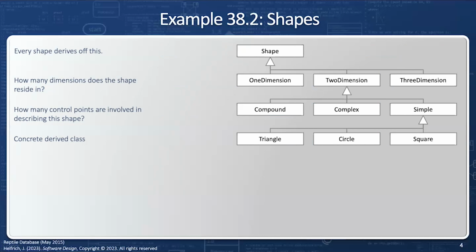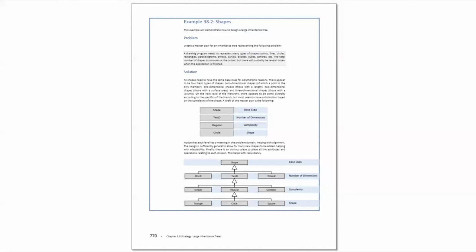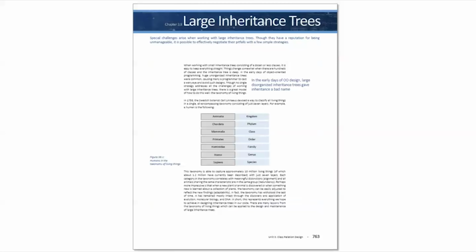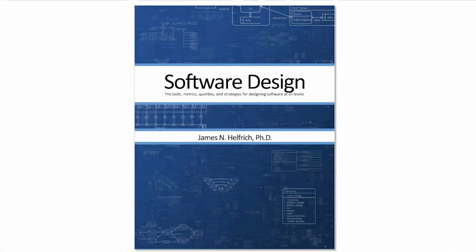So when I want to add something new, for an example, a cone, or if I want to add a line or an arrow, then I know exactly where it goes and how I'm going to add it in there. This is example 38.2 in the large inheritance tree chapter of the software design textbook.